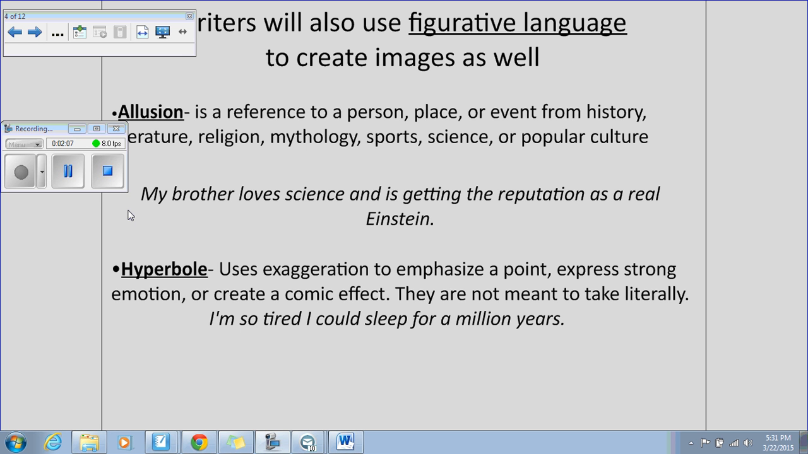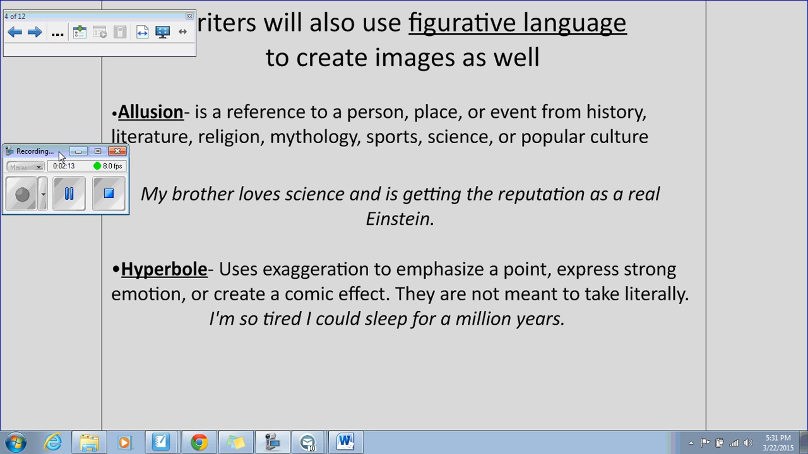Allusion is a reference to a person, place, or event from history, literature, religion, mythology, sports, science, or pop culture. My brother loves science and getting the reputation as the real Einstein. So he's saying that they're comparing the brother to Einstein.